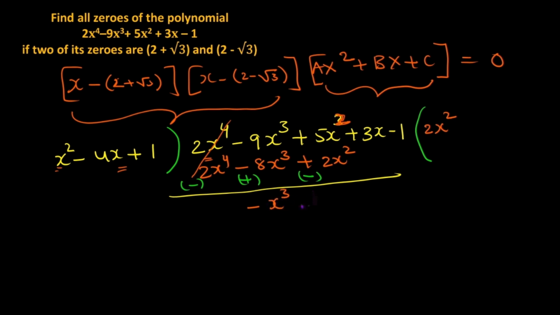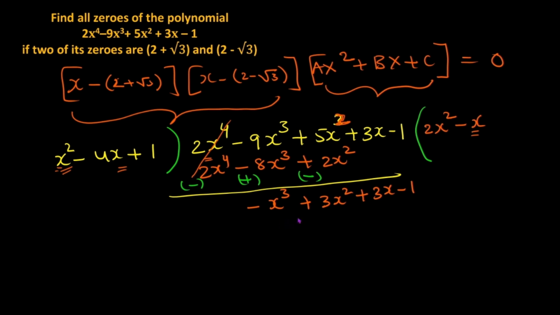Then here we will get plus 3x square. And we need to take down the other terms, as it is plus 3x and minus 1, okay? So we need to cancel this first term. What do we multiply? We'll multiply with minus x, right? So it will become minus x cube if you multiply the first term, x square and minus x is minus x cube, okay?